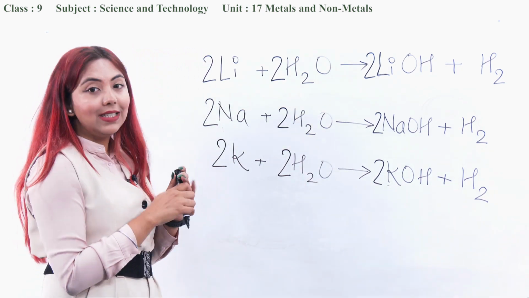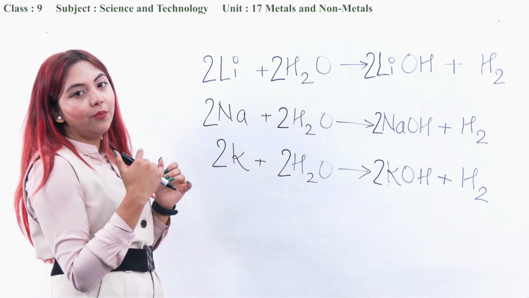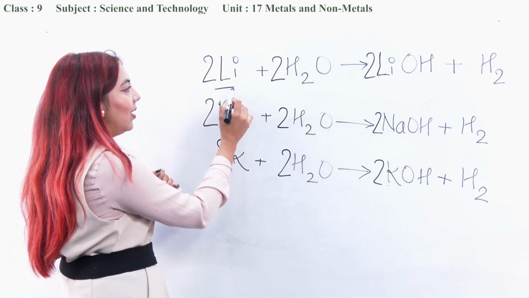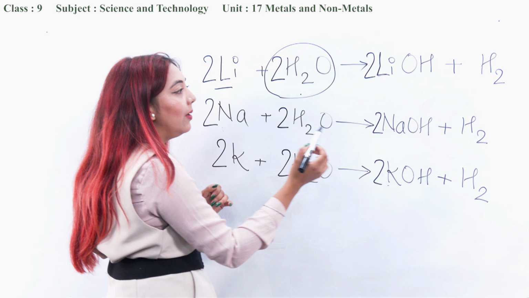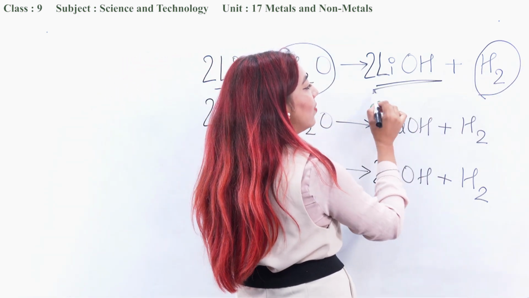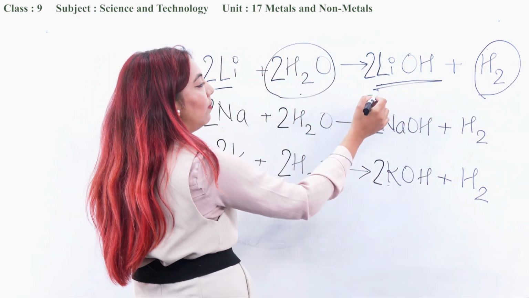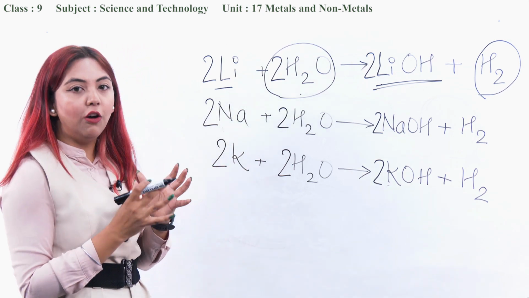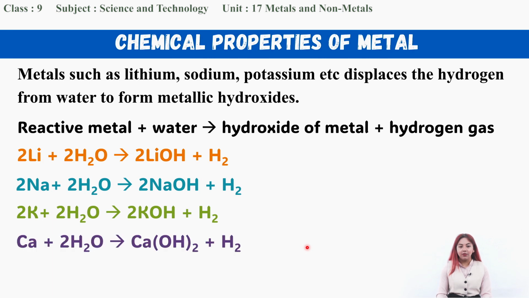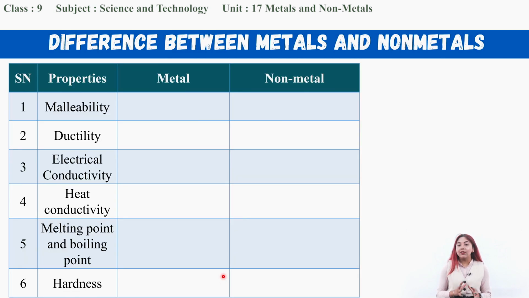Now this is the balanced chemical reaction, and from this what chemical property we understand is when metal reacts with water, it liberates hydrogen gas and it also forms the hydroxide of that metal. This is another chemical property of metal. Now, these are the chemical reactions we just studied. Now calcium is also a reactive metal, when it reacts with water, it forms calcium hydroxide as well as hydrogen gas.